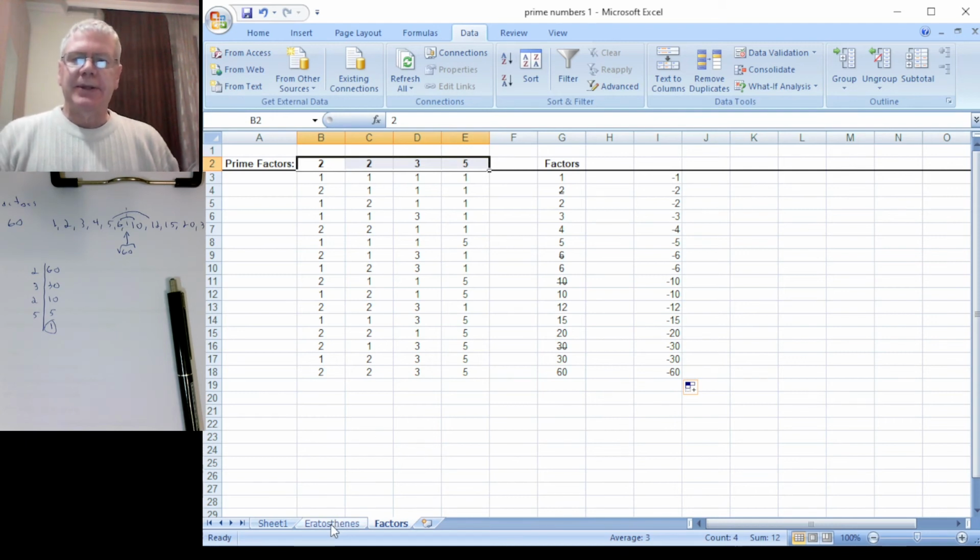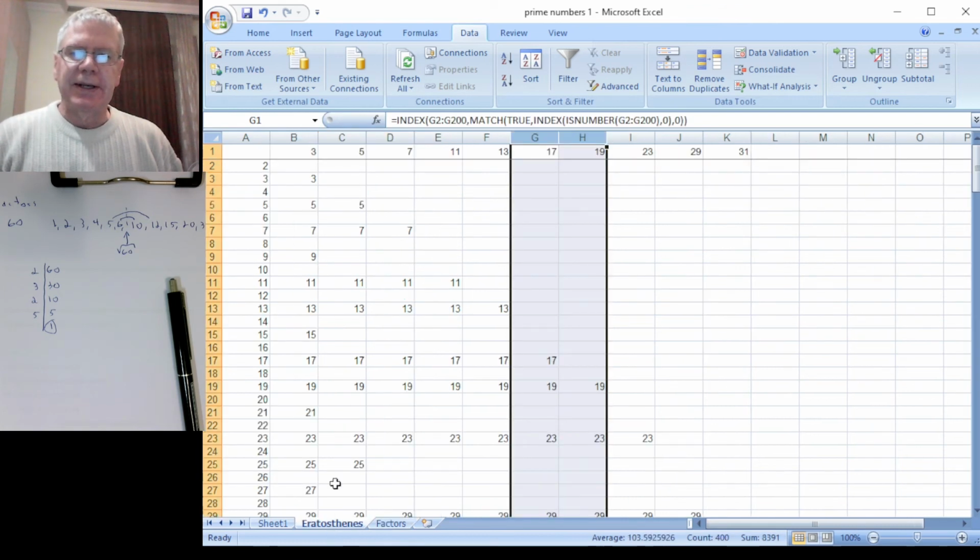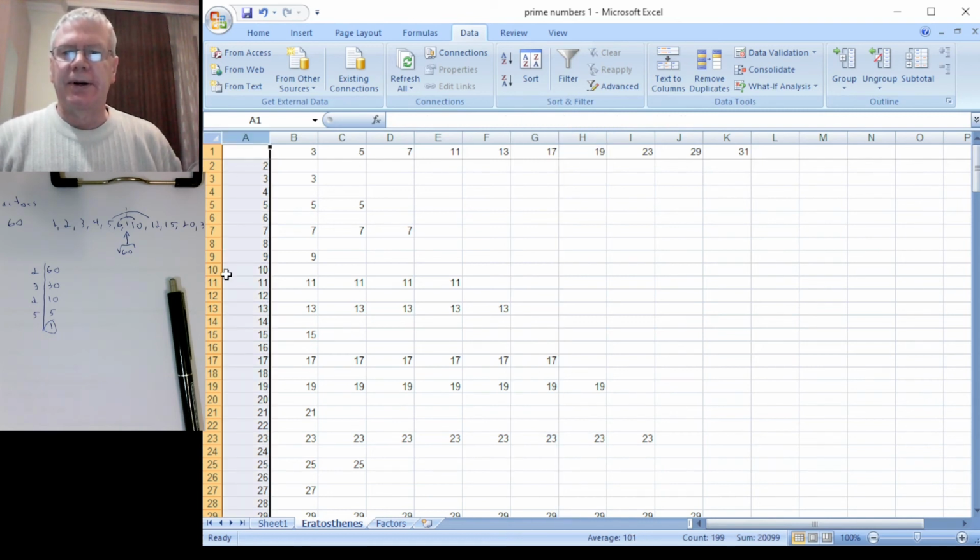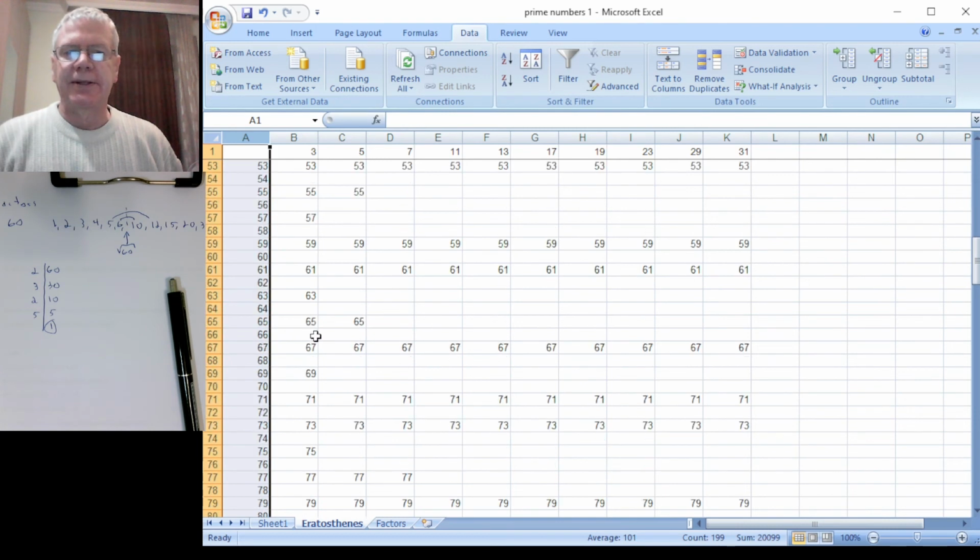So let's finish with the Sieve of Eratosthenes, and this is my method. It may or may not be a great way. There are lots of ways of doing this. There are probably some that are more efficient, some that are more eloquent. But I listed in the first column all the numbers, and I went up in my example here to 200.